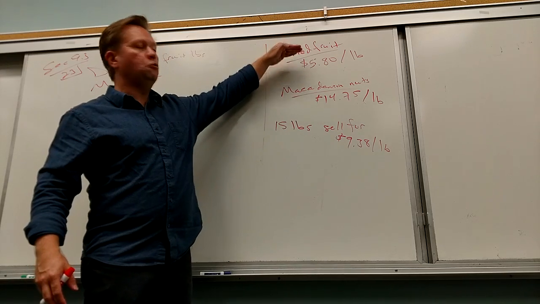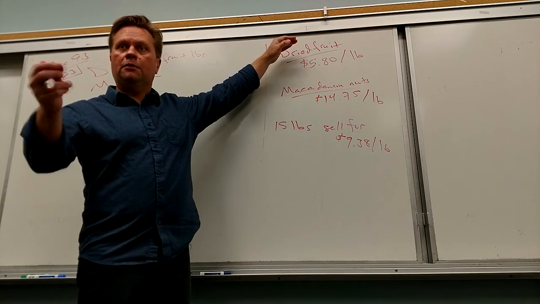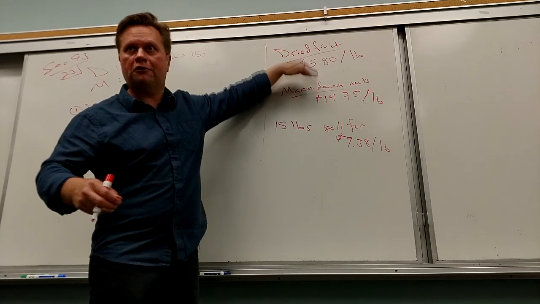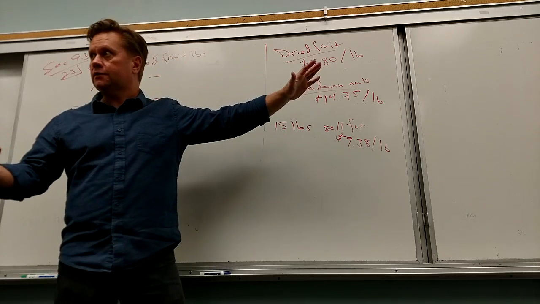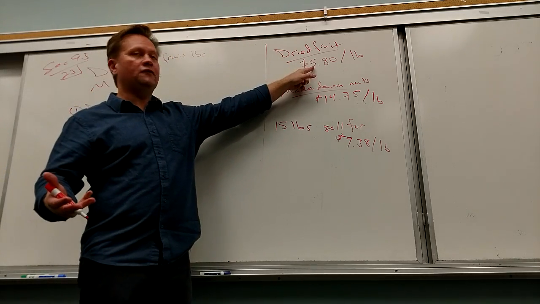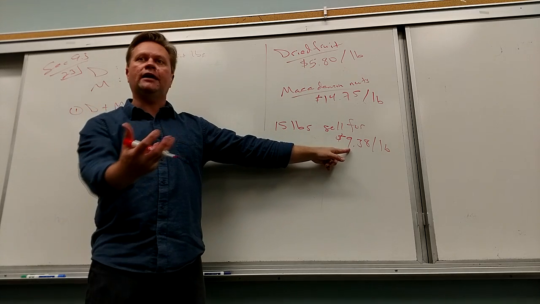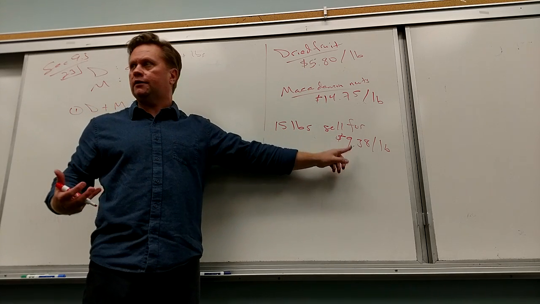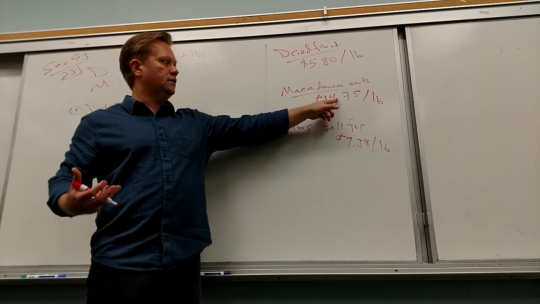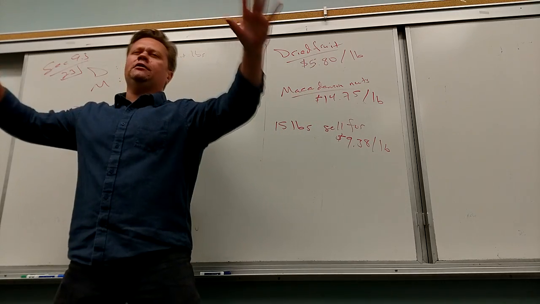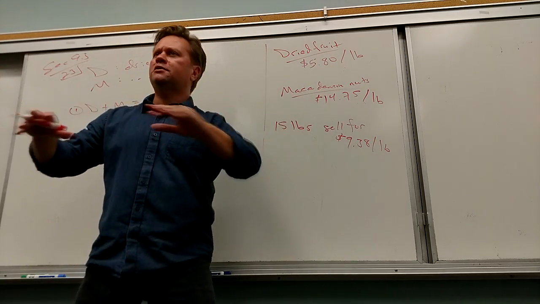If I use equal amounts of each, then the end price per pound should be the average of these two. Does that make sense? If I use more of this one, then the price should be less than the average of the two, and that's what that is. That's closer to this than it is to this. Do you have to know that going in? No.